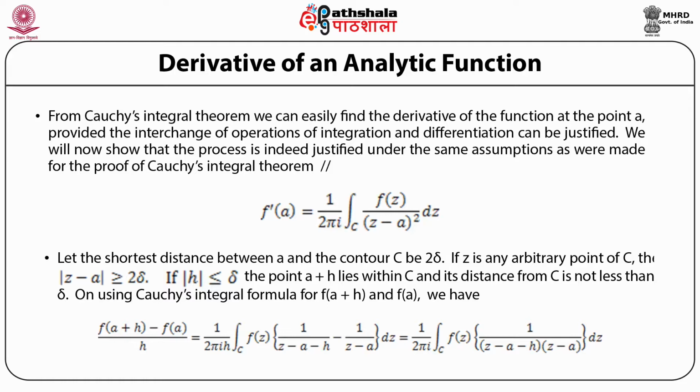Let the shortest distance between a and the contour C be 2 delta. If z is any arbitrary point of C, then mod of (z minus a) is greater than or equal to 2 delta. If mod h is less than or equal to delta, the point a plus h lies within C and its distance from C is not less than delta. On using Cauchy's integral formula for f(a plus h) and f(a), we have (f(a plus h) minus f(a)) divided by h equals 1 divided by 2 pi i h times the integral along C of F(z) times (1 divided by (z minus a minus h) minus 1 divided by (z minus a)) dz, which equals 1 divided by 2 pi i times the integral along C of F(z) times 1 divided by ((z minus a minus h)(z minus a)) dz.